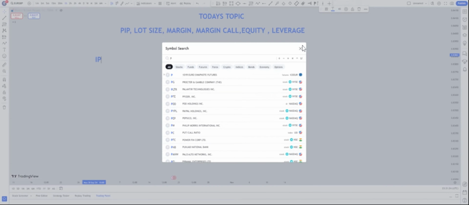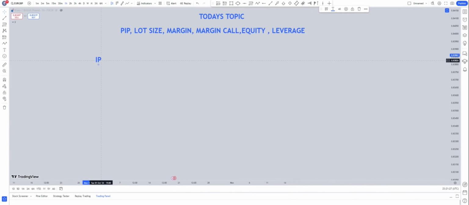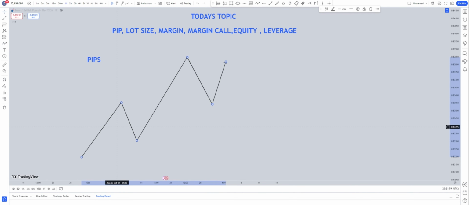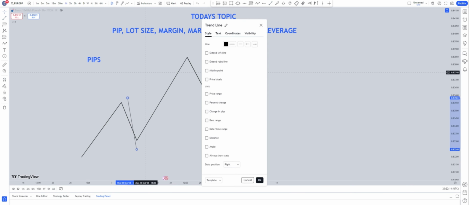Pips measure the distance which price moves in the financial market. So it's a very simple term. If price moves from point A to point B, in the financial market, we usually measure it in what we call pips. So we can know the distance a currency moves. For example, from this point A to this point, when we measure it, we're measuring it in pips.